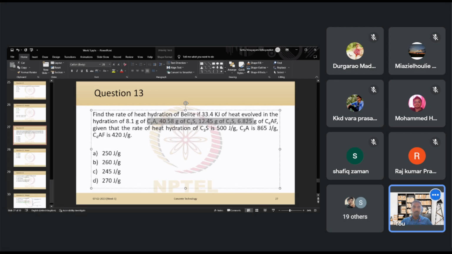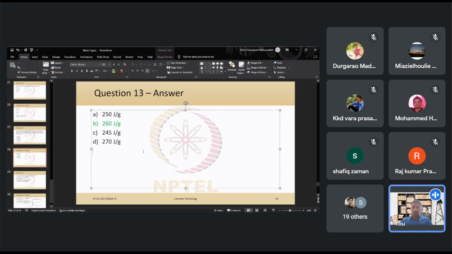So we have four compounds. For three of them, we know the rate of heat of hydration. For one of them, we don't know. So what is belite? It is dicalcium silicate, as we saw earlier. It is the only compound for which we are not given the rate of heat of hydration. So for C2S, we need to find this value. So how do we get that? The total heat evolved during hydration is nothing but the individual contributions from the different compounds.